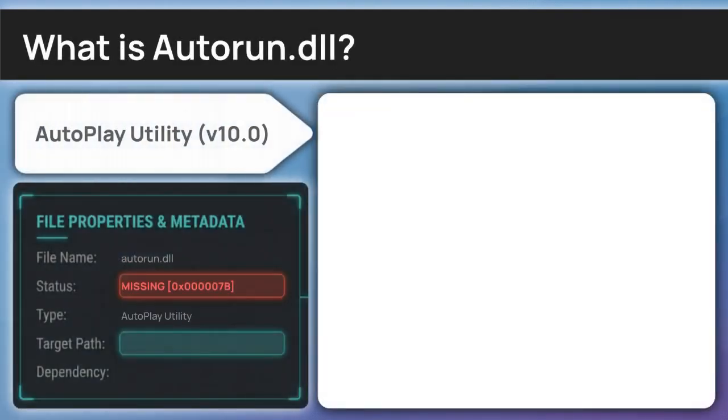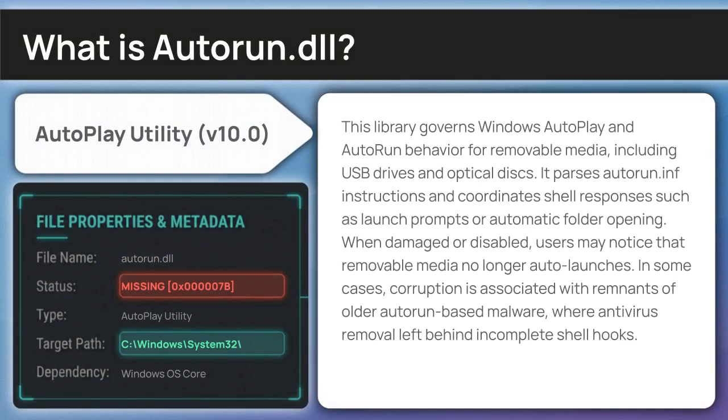This is the AutoRun library. This library governs Windows AutoPlay and AutoRun behavior for removable media, including USB drives and optical disks. It parses autorun.inf instructions and coordinates shell responses, such as launch prompts or automatic folder opening. When damaged or disabled, users may notice that removable media no longer auto-launches. In some cases, corruption is associated with remnants of older autorun-based malware, where antivirus removal left behind incomplete shell hooks.